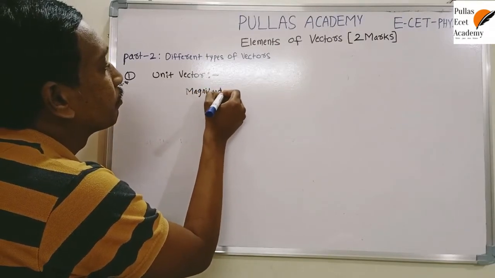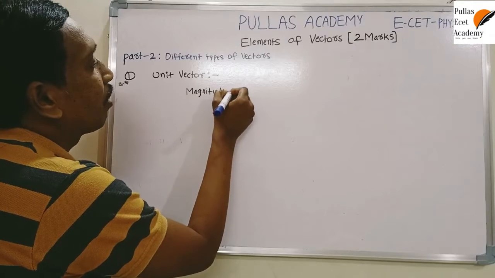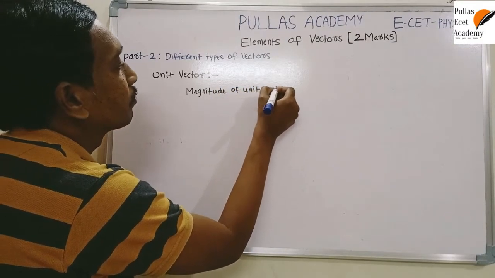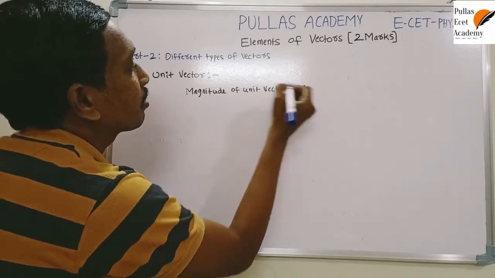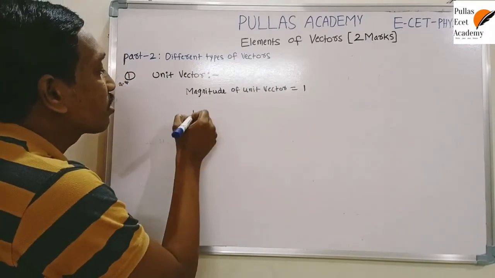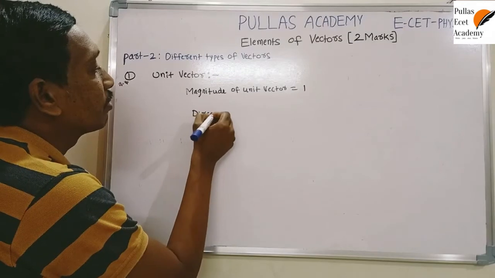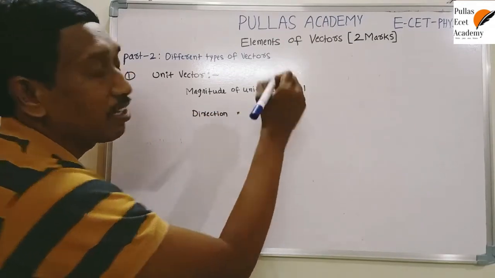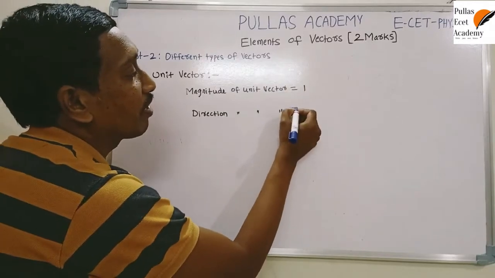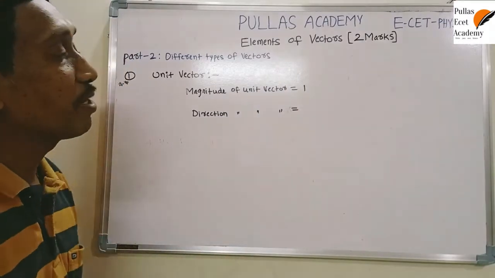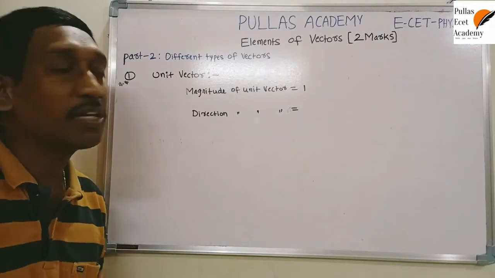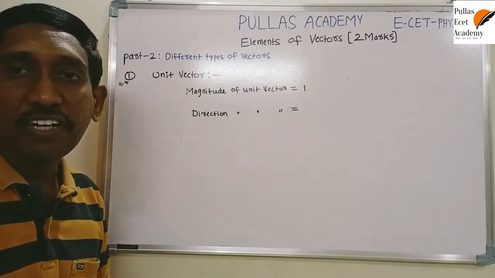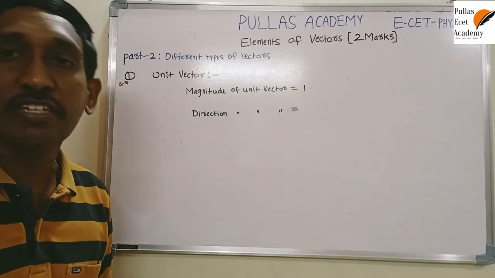The magnitude of a unit vector is 1. This is an important point. And next is the direction of the unit vector. What is the direction of a unit vector? A unit vector is always parallel to the given vector. That is why it represents the direction of the given vector: because it is parallel to the given vector, the direction of the unit vector and the direction of the given vector are the same.